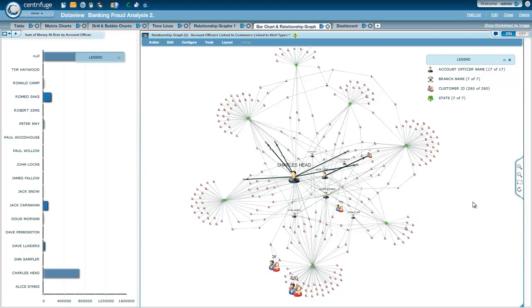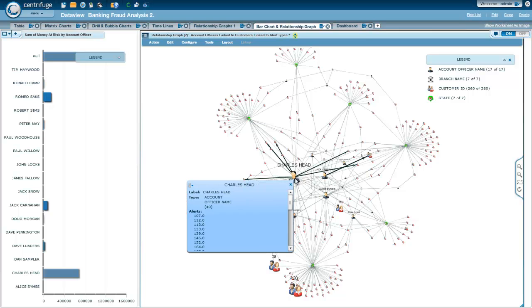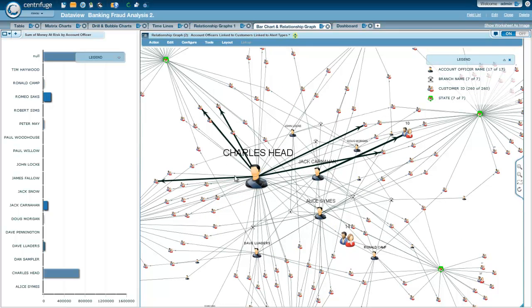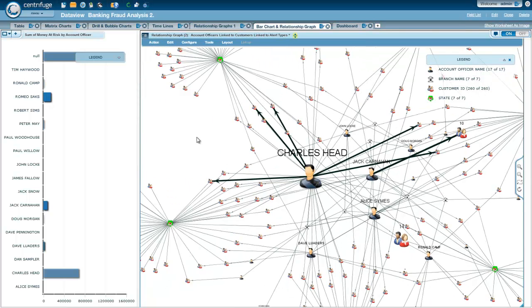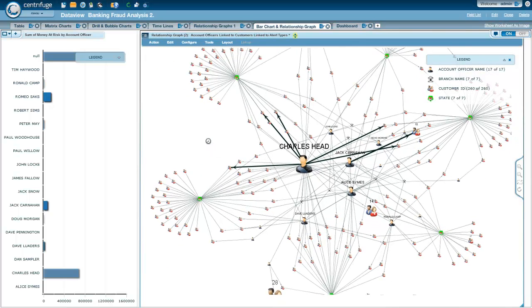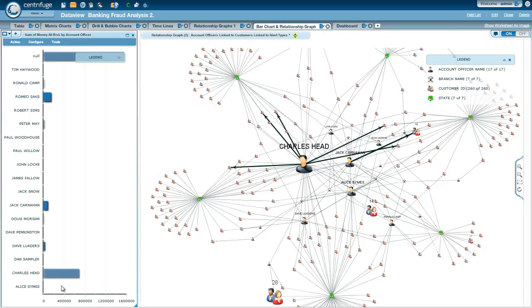What we've also done is we've scaled the account officers based on the number of customers with alerts that they're linked to. So for example, Charles Head immediately through Link Intelligence is visible, and he's attached to many customers with a lot of alerts. We've scaled the size of the width, I should say, of the link based on the historical loss amount. So not only is there money at risk here, but historically, Charles Head has been linked to a number of different customers where quite a bit of money is at risk.